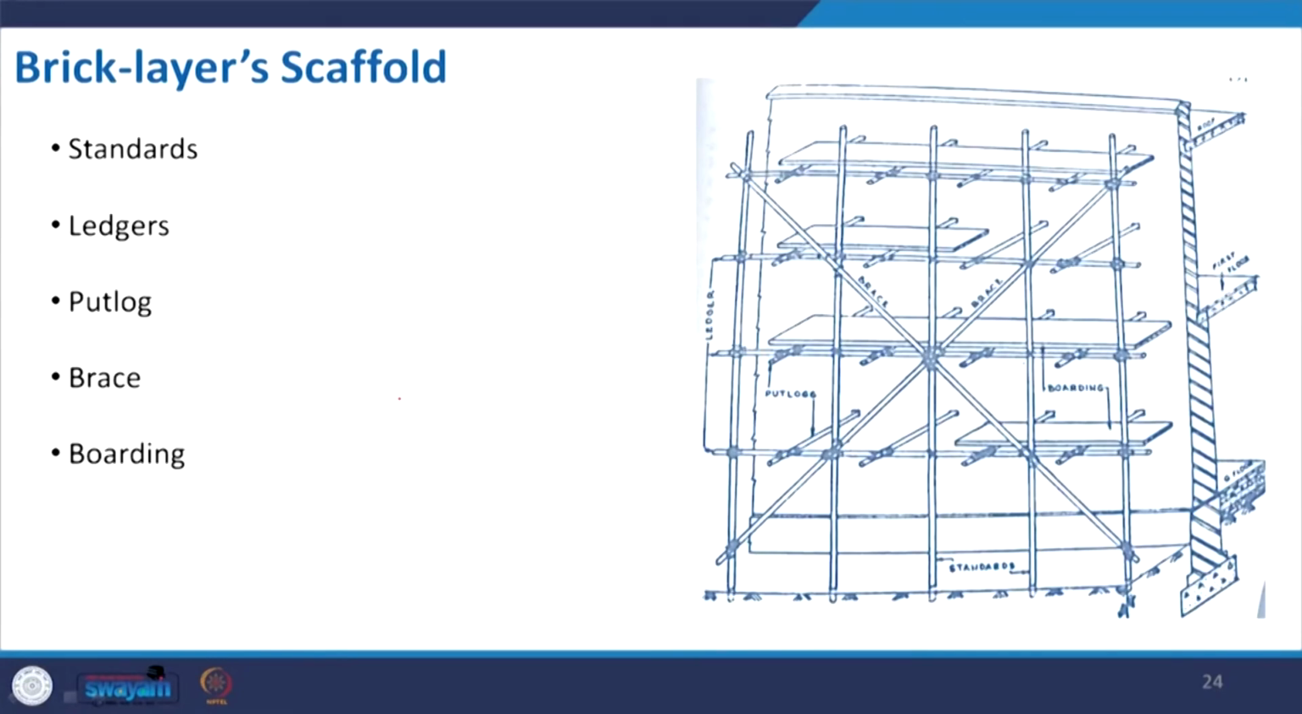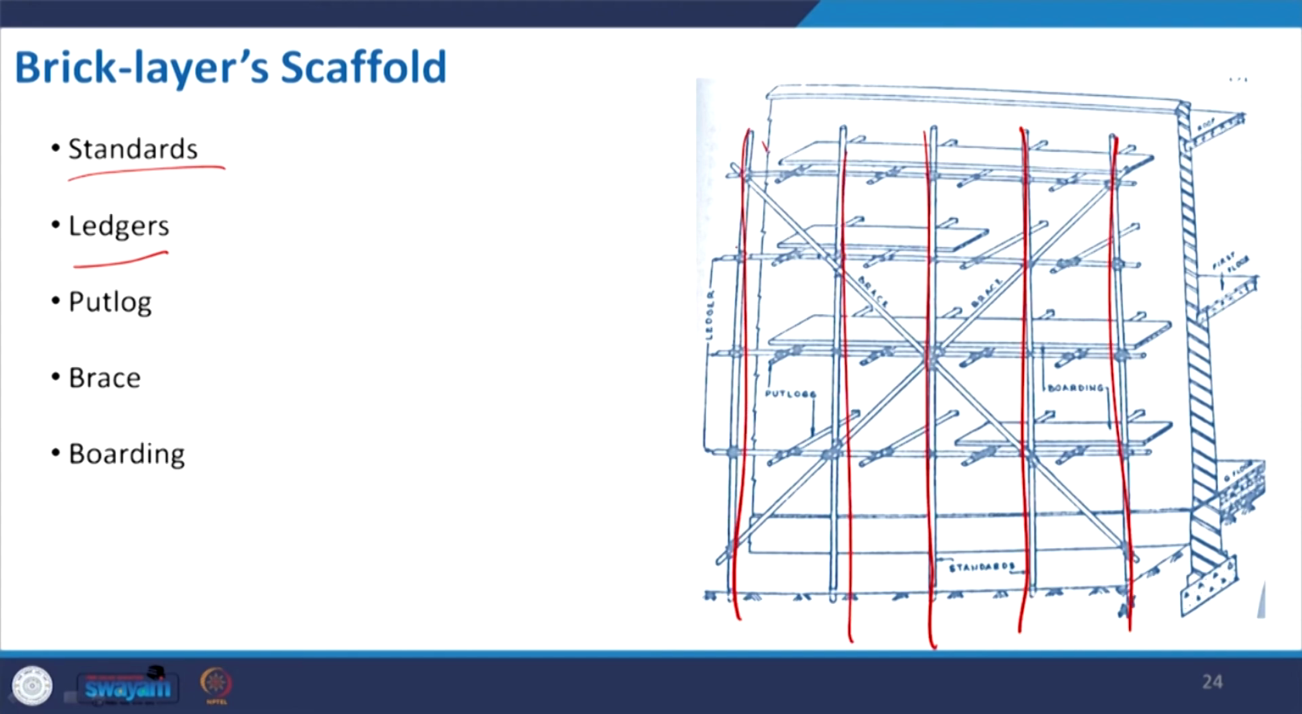When the wall is constructed, we use some standards and ledgers. What are the standards and what are the ledgers? Standards are basically the vertical members of this particular framework, and ledgers are the horizontal ones. They are tied up, and along with that they give support to the wall. You can see that many times during construction we leave some holes, we just miss some brick portion, so that we can give support.